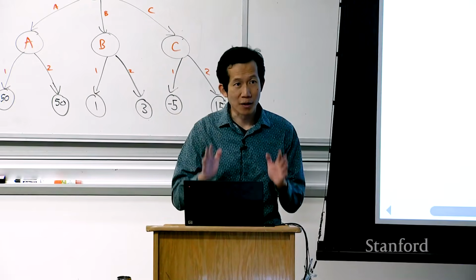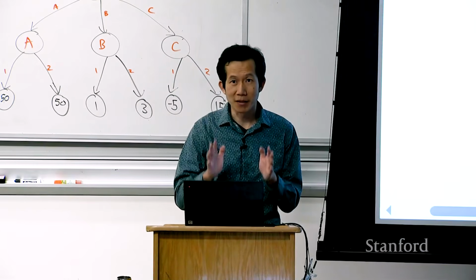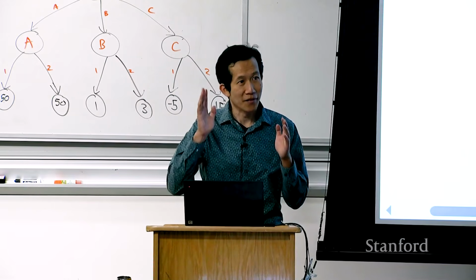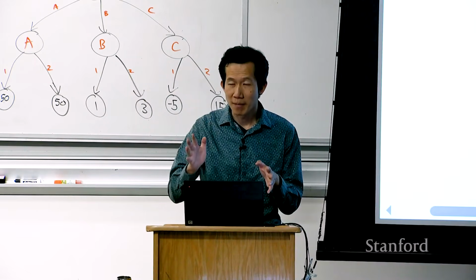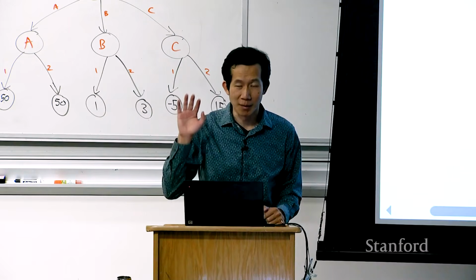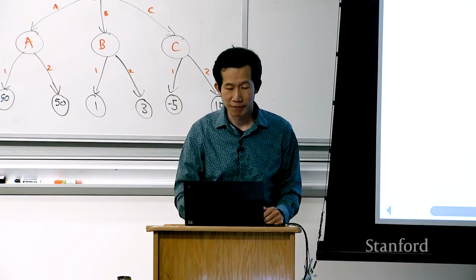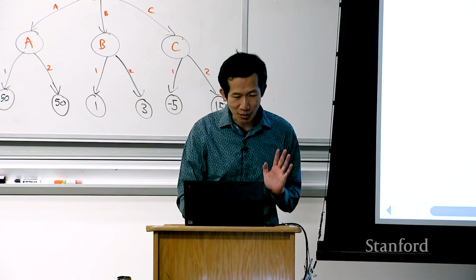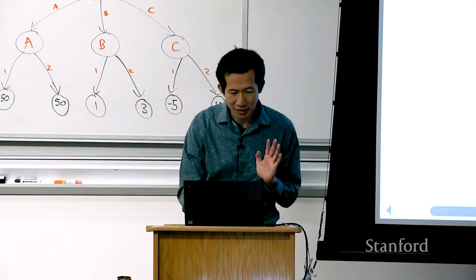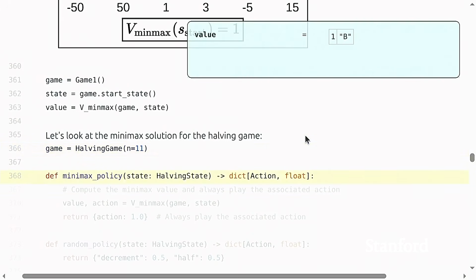So the minimax value of a state is the expected utility for the agent if the agent played optimally and maximized utility, and the opponent played optimally and minimized the utility. Okay, so let's see what happens with a halving game now. First of all, I'm going to turn this minimax recurrence into a policy. And the way I do that is fairly simple.